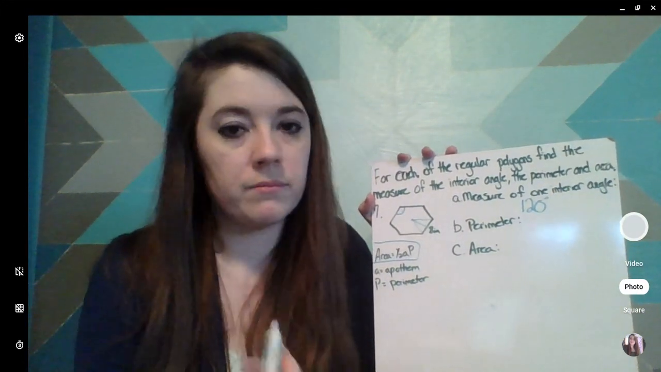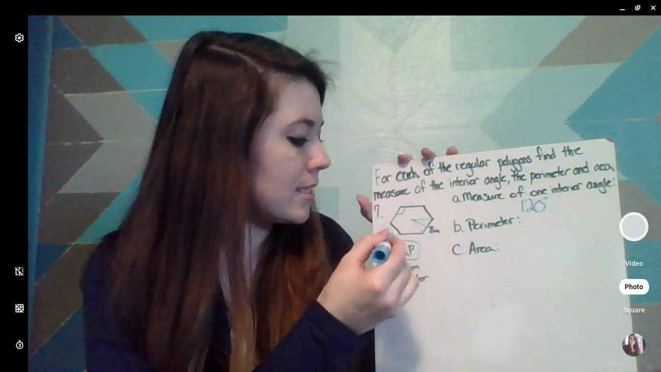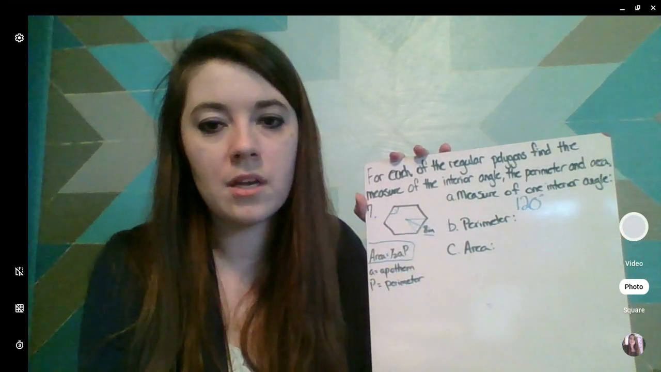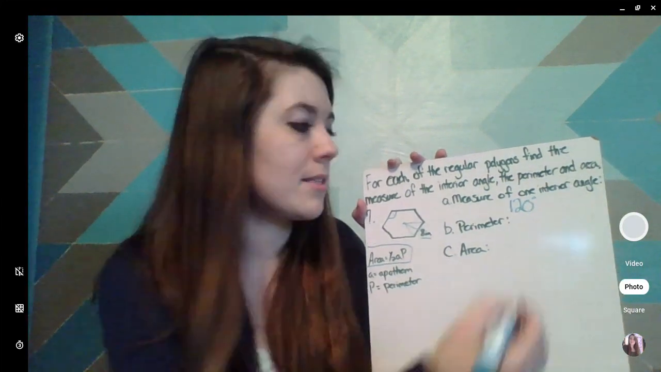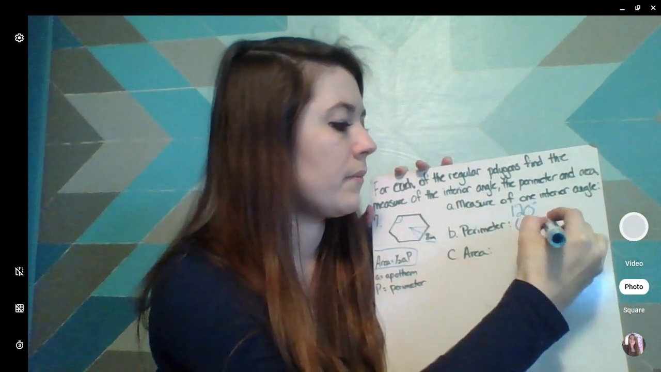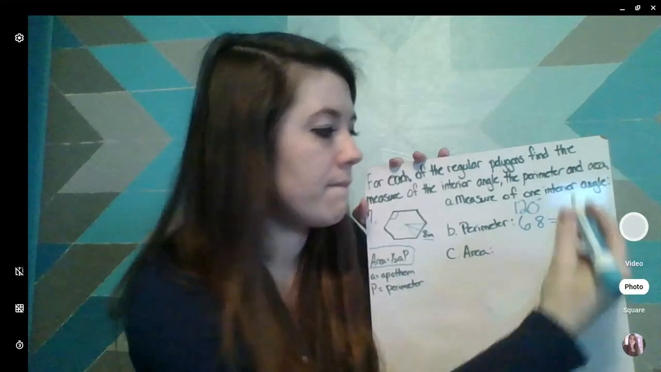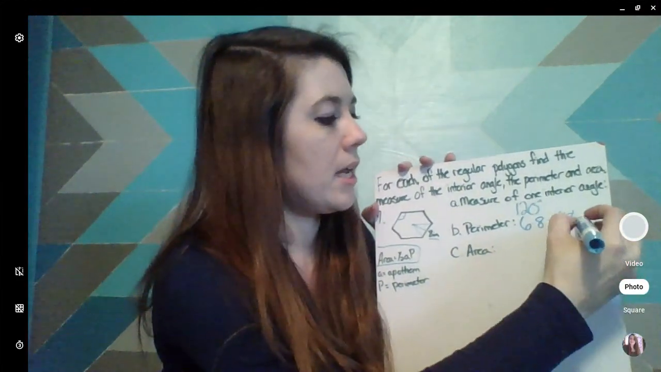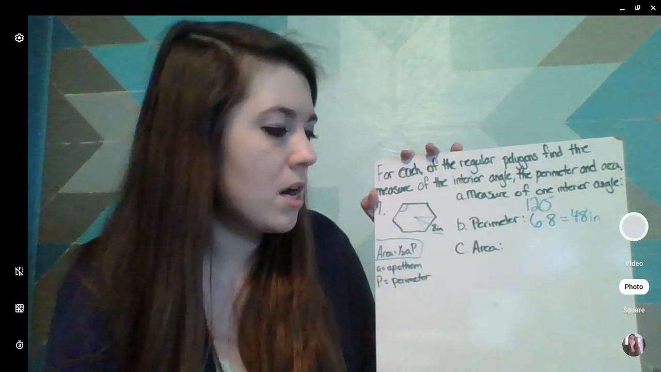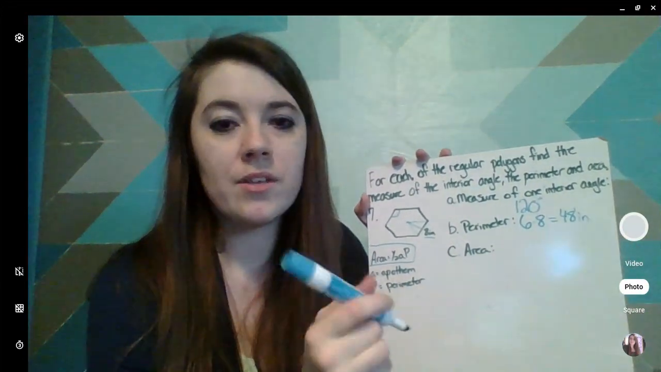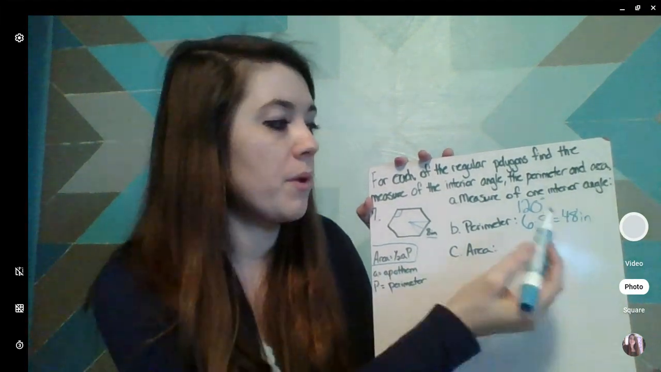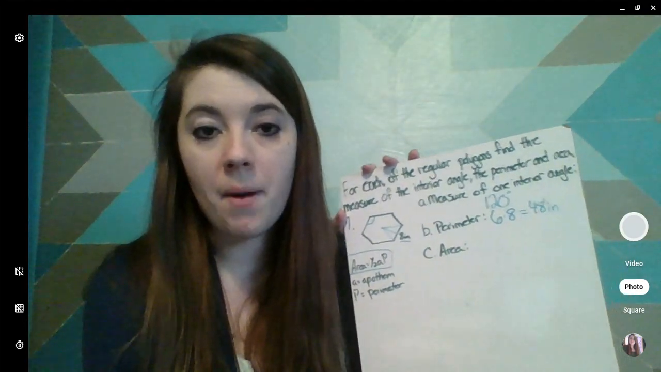So it's all about solving with your triangles. For perimeter, you guys should know perimeter. It's the distance around the outside of this. So one side is 8 inches. There's 6 sides. 6 times 8 equals 48. Excellent. So it's going to be 48 inches is our perimeter. And then our area. This is where we're using the 1/2 times the apothem times the perimeter. We already know the perimeter, so we got that part solved for.